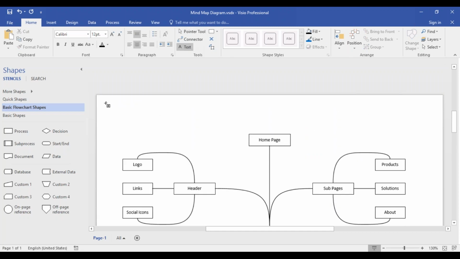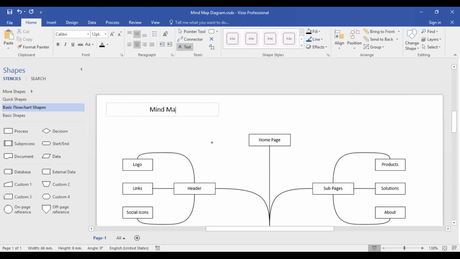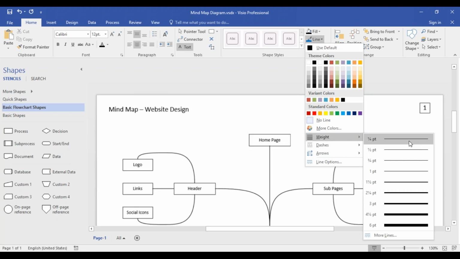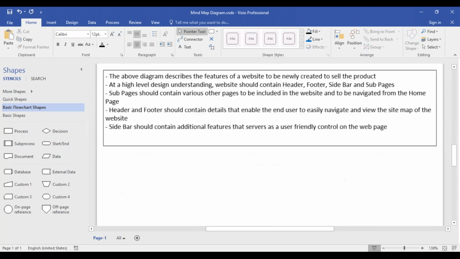Add a title. Click on the text box, drag the text box. What is this? It's a mind map for website design. Correct? Add a text box to define the drawing number. Always drawing number is very important. That's all. This is a completed drawing.